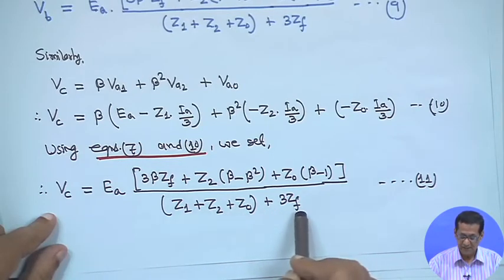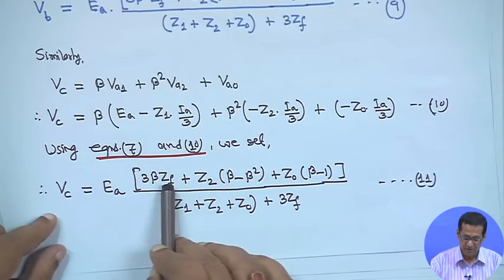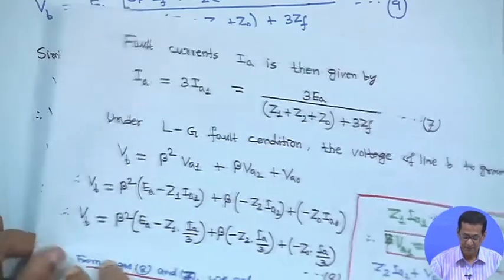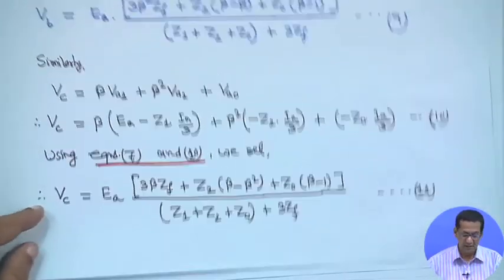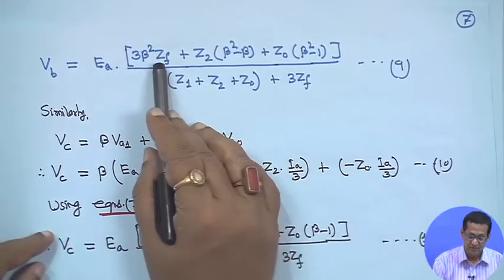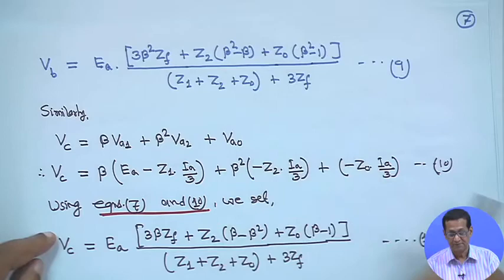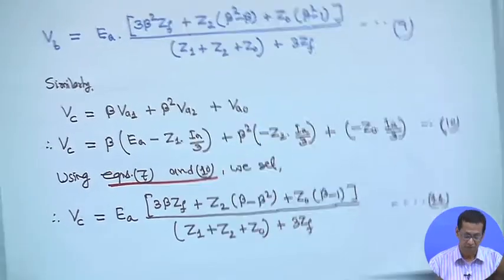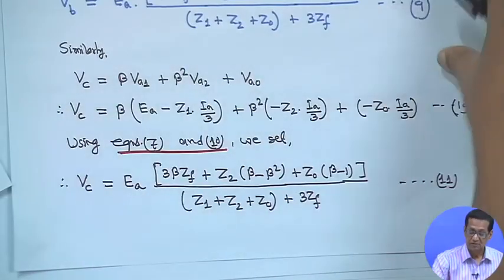divided by Z1 plus Z2 plus Z0 plus 3 ZF. And if fault impedance is 0, then this term will be dropped from this equation 11. Similarly, if fault impedance is 0, then from this equation also this term will be dropped. If ZF is equal to 0, this will be dropped, right. So, that is for the single line to ground fault. These are the expressions.